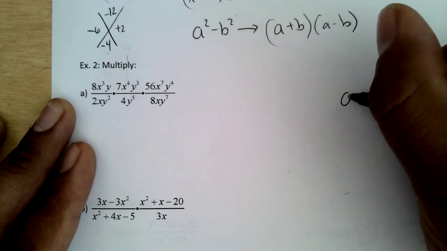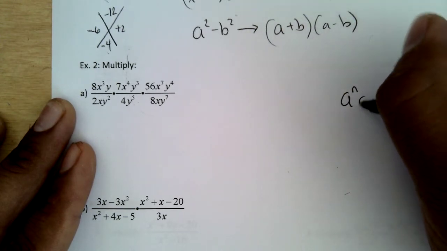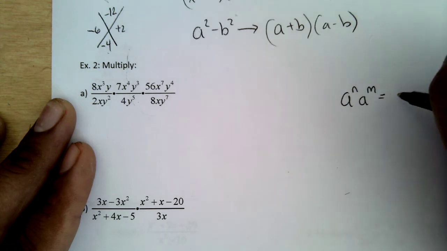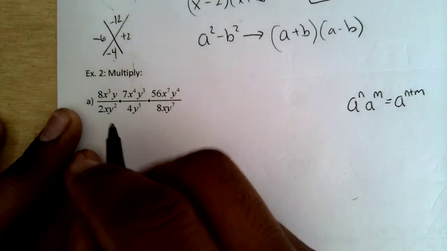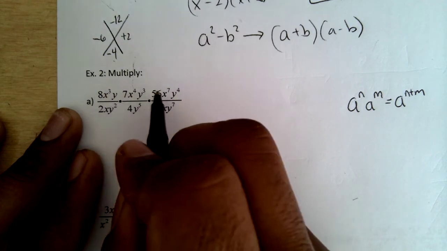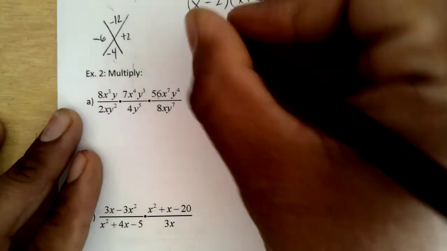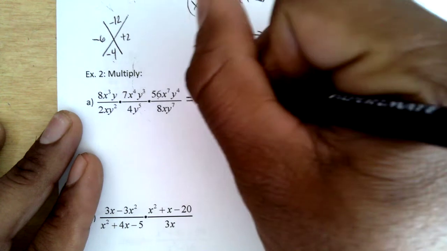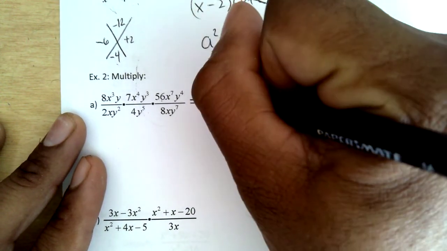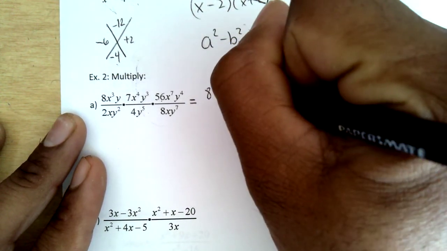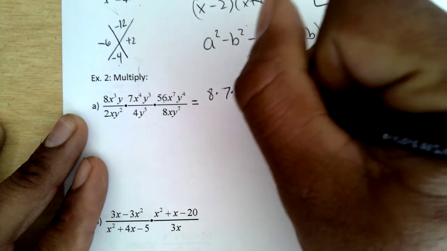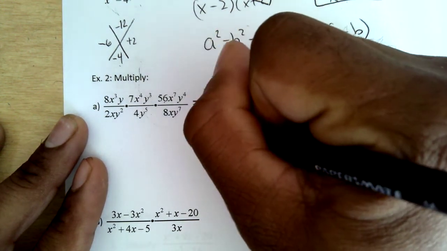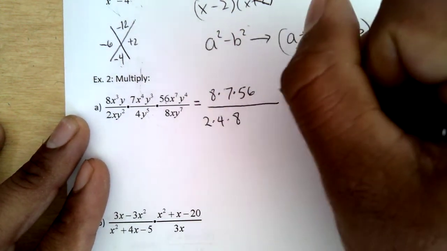We've talked about different properties, like a to the n times a to the m, we add their exponents. So I'm going to go ahead and add a bunch of exponents. I'm also going to leave these things factored. I'm not going to combine them at any rate. So I'm going to leave that as 8 times 7 times 56, and we'll just see what pans out. And we'll leave the bottom as 2 times 4 times 8.